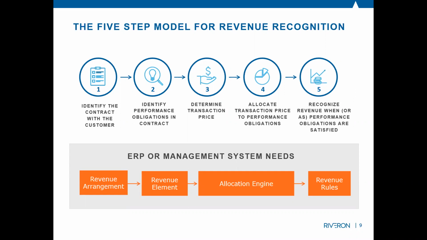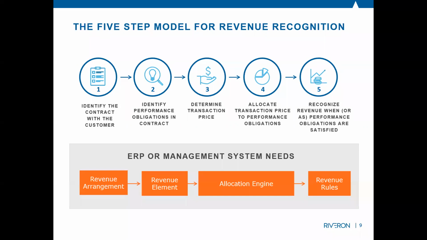Step 4, the transaction price is allocated to the separate performance obligations in the contract based on relative standalone selling prices. Determining the relative standalone selling price can be challenging when goods or services are not sold on a standalone basis. The revenue standard sets out several methods that can be used to estimate a standalone selling price when one is not directly observable. Allocating discounts and variable consideration must also be considered.